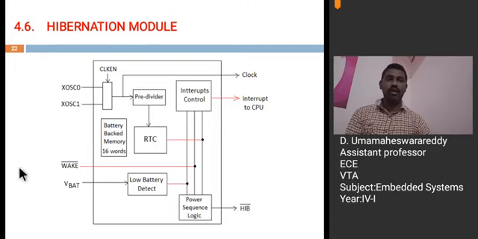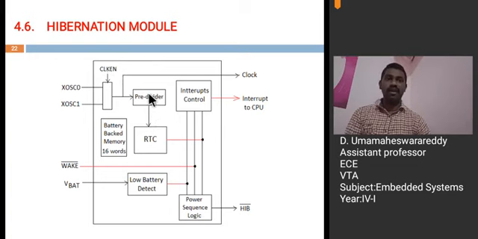Next, coming to the block diagram of the hibernation module. See here, this is the block diagram of the hibernation module. Here you can see 2 pins, XOSC0 and XOSC1. X indicates crystal oscillator. To these 2 pins, a crystal oscillator at the frequency of 32.768 kHz is connected. This crystal oscillator provides the clock signal which is required for hibernation module operation. This clock signal is given to the pre-divider when the clock enable pin is high.